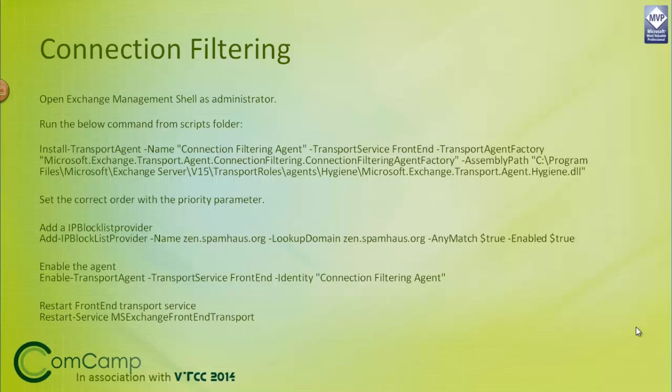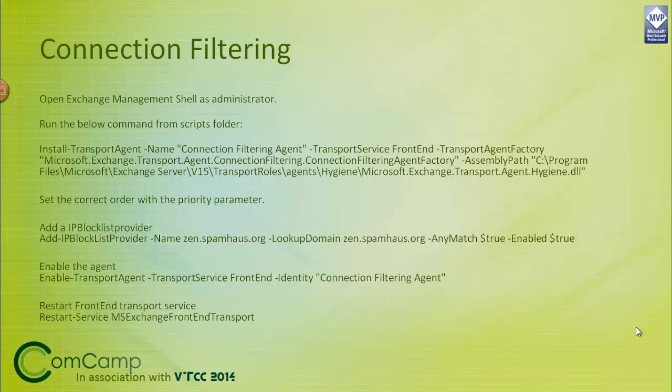So the steps are: open Exchange Management Shell as administrator, run the below command. This command is the main command which is going to enable this agent. Then you should know what are the other agents running on the client access server. Prioritize this agent as a first agent to receive, because at the first point you want to configure accept or deny for any connection based on the IP address.